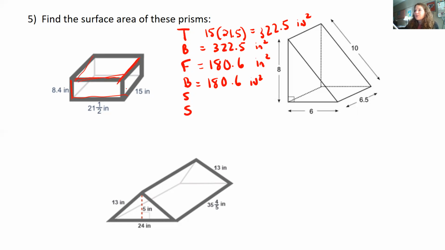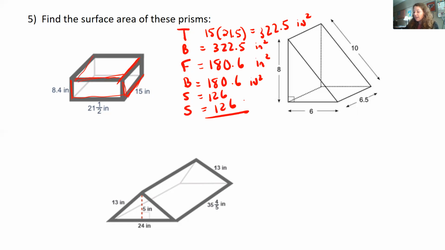And finally, we have our 2 side lengths. So the side is a 15 by 8.4. So 15 times 8.4 is 126. And the right side is 126 and the left side is 126.